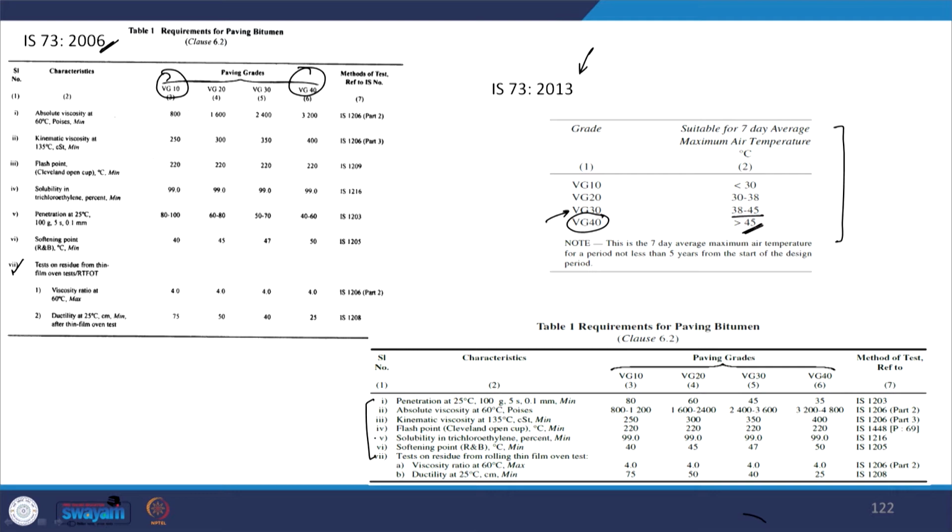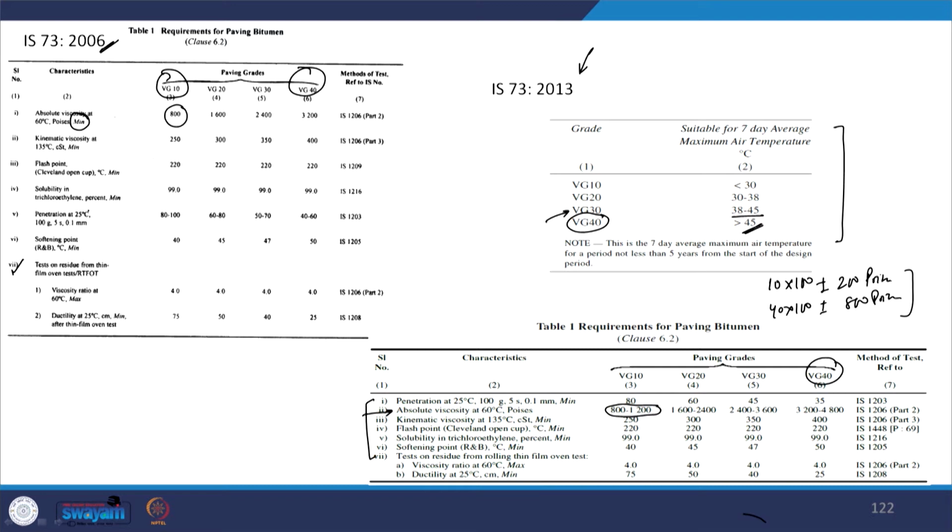In 2006, if you see, the requirement of absolute viscosity is based on the minimum criteria, all right. So, VG10 means that the viscosity minimum should be 800 poises at 60 degrees Celsius, whereas here the requirement of absolute viscosity is provided in a range. So, this is if it is VG10. So, as I said, 10 into 100 plus minus 200 poises. If it is VG40, 40 into 100 plus minus 800 poises, all right. So, in this way the viscosity is given in a range rather than a minimum value.